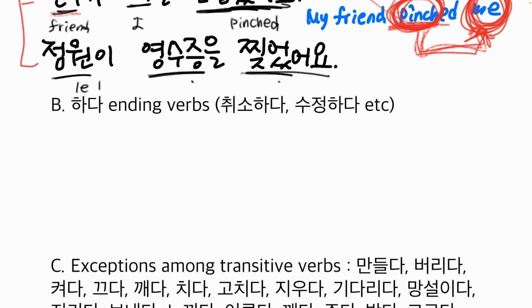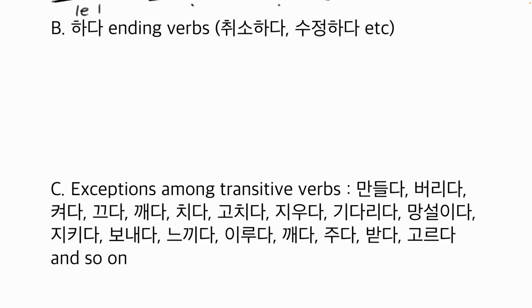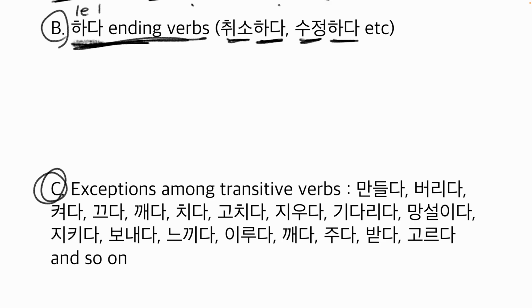But not all transitive verbs can be attached to 이, 히, 리, 기. There are other types of transitive verbs that cannot be attached to 이, 히, 리, 기 either. And those are 하다 ending verbs. Like you guys know, there are many noun plus 하다 format verbs, right? Like 취소하다, to cancel. It literally is the combination of noun plus 하다, cancellation plus do. So literally it means do cancellation, but this verb becomes one word to mean to cancel.